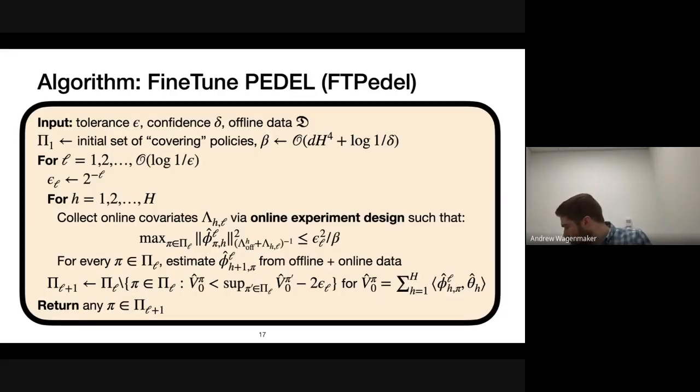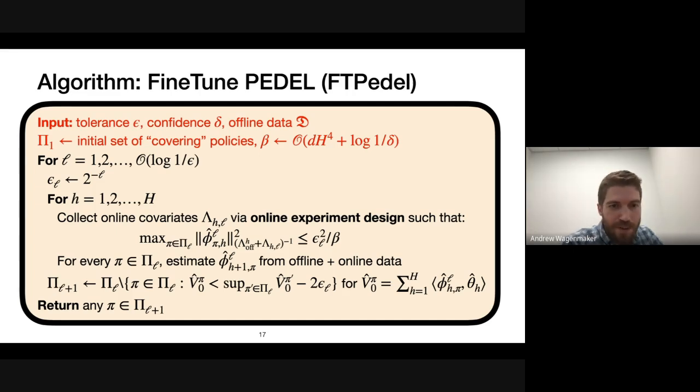Okay, and so we're going to propose the following algorithm, which we call fine-tune PEDAL. This is based on an algorithm that I came up with prior to this paper, published in another paper of mine called PEDAL. So this is an extension of PEDAL to the case where you have offline data. This algorithm is essentially a policy elimination algorithm. And so what we do is the following. We take as input, again, some tolerance epsilon and some confidence delta, as well as the offline data set D.